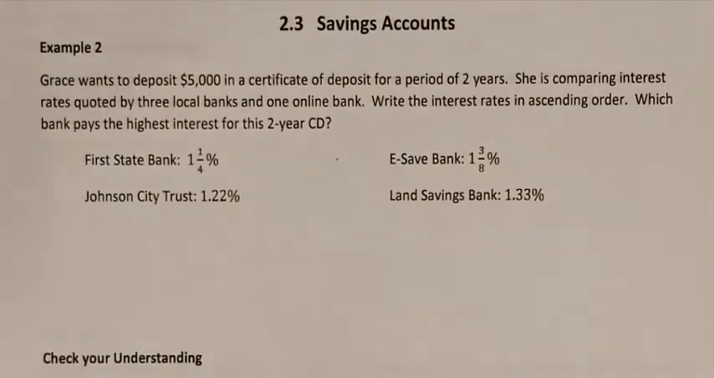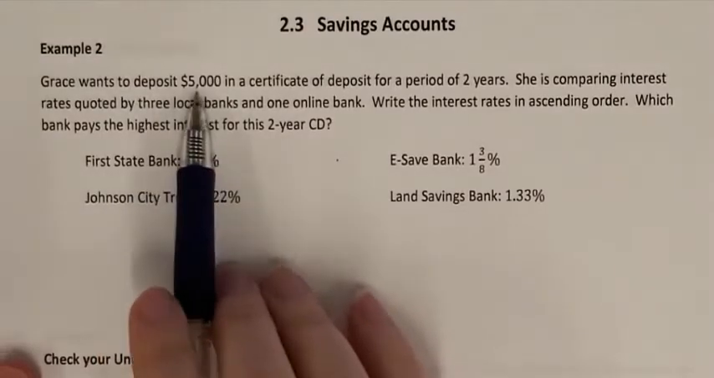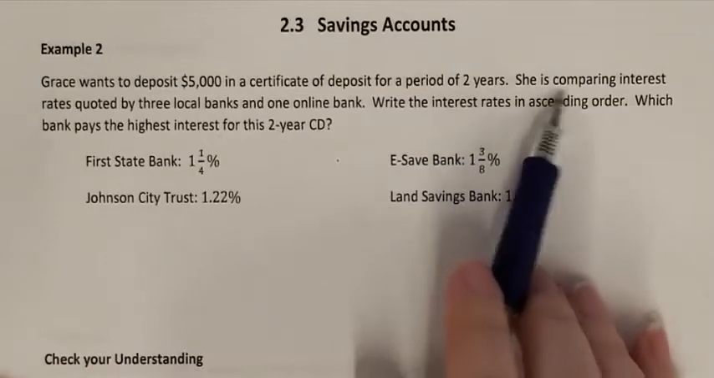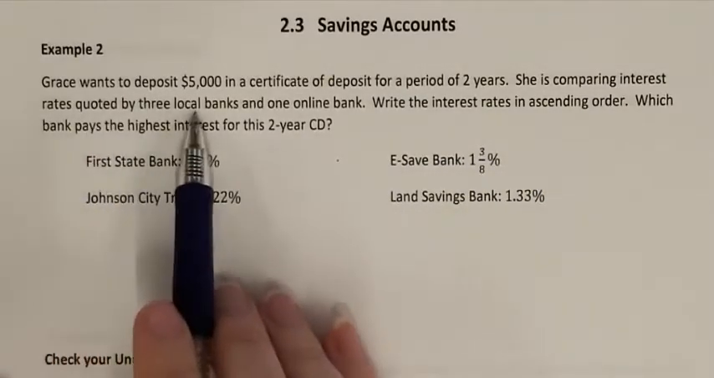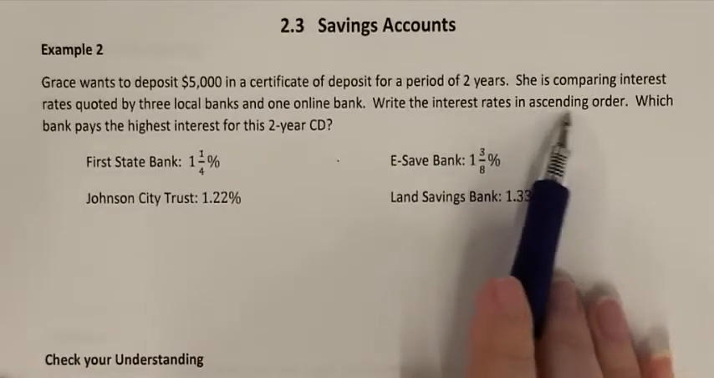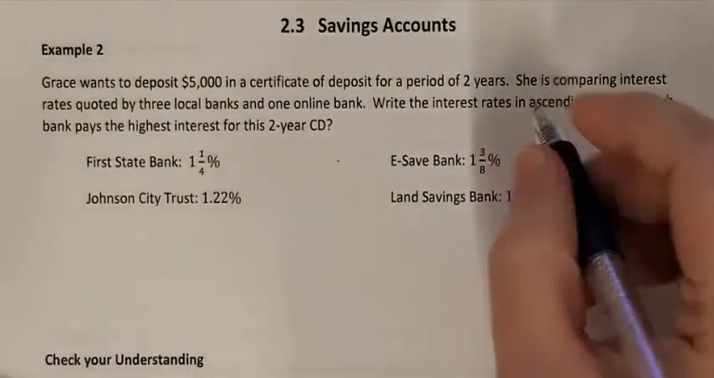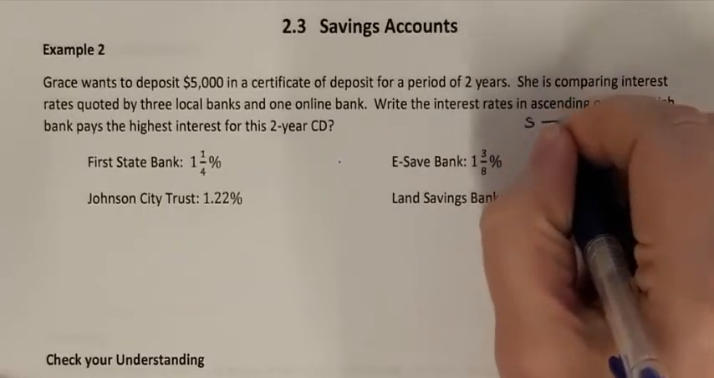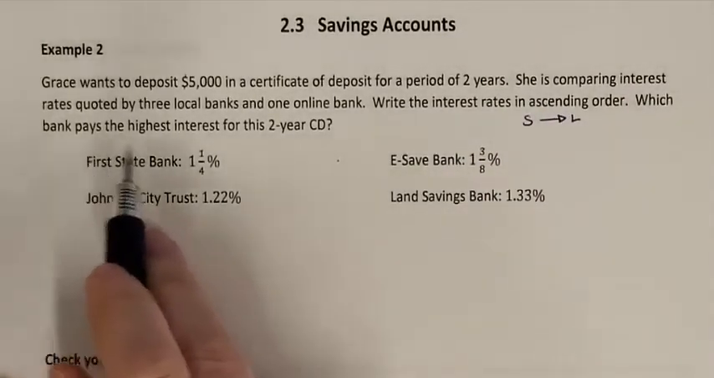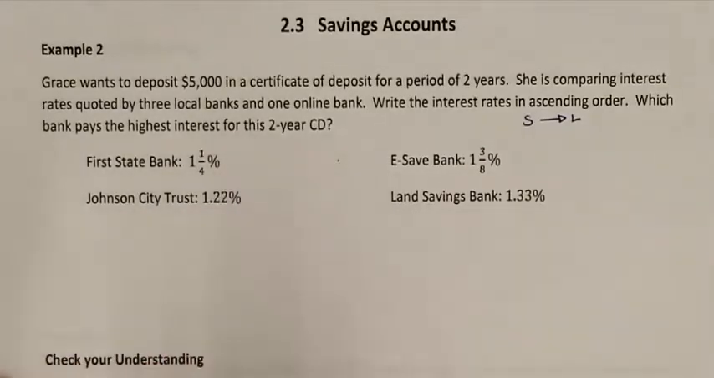Example number 2. Grace wants to deposit $5,000 in a certificate of deposit for a period of 2 years. She's comparing interest rates quoted by 3 local banks and 1 online bank. Write the interest rates in ascending order. Ascending means from smallest to largest. So from small to large. Ascending order. Which bank pays the highest interest rate for the 2-year CD?